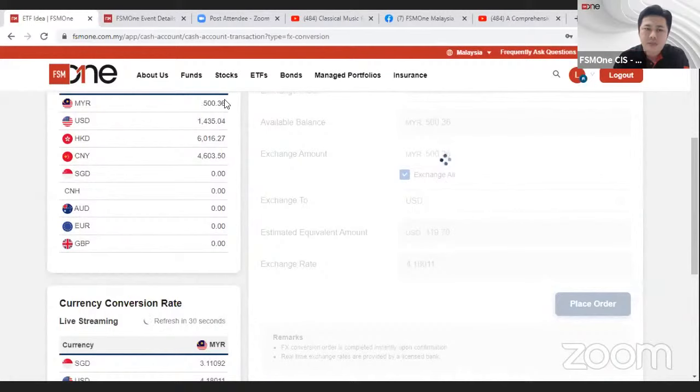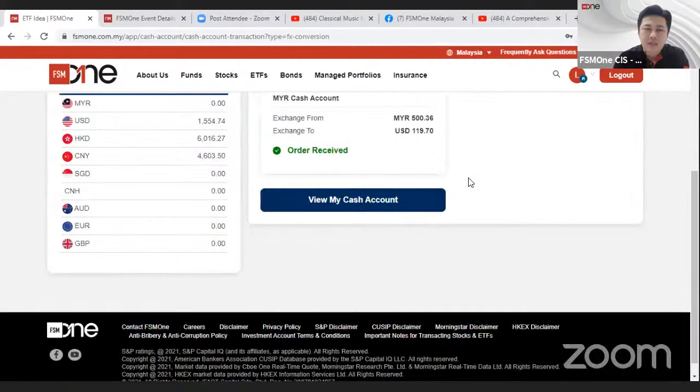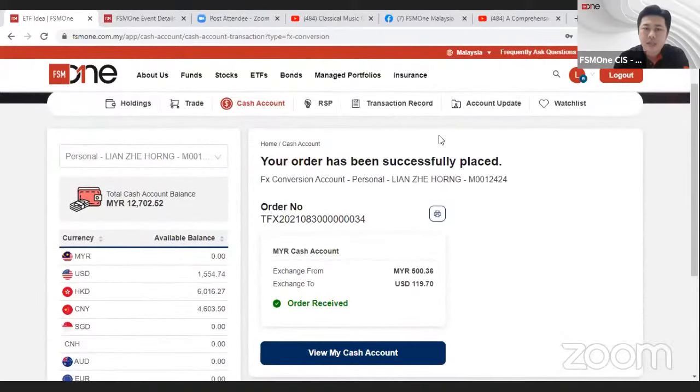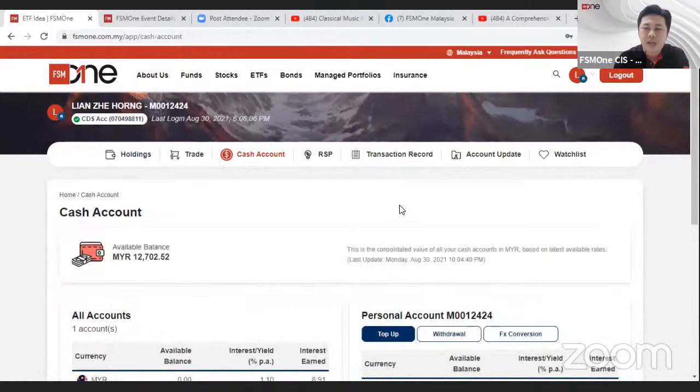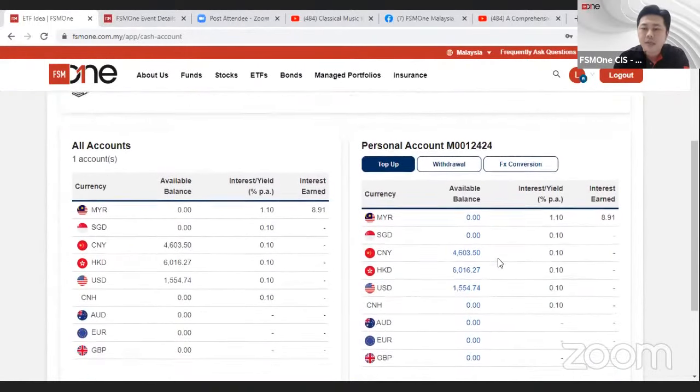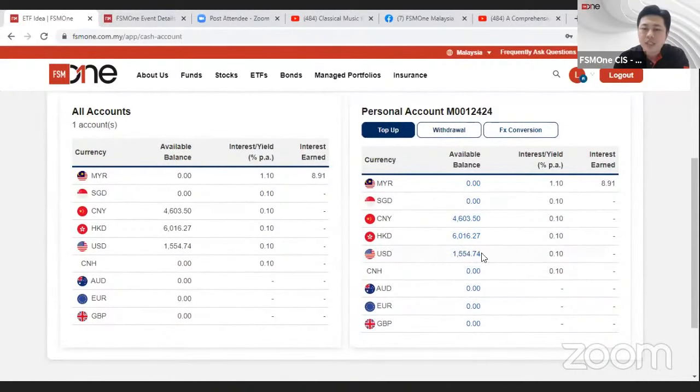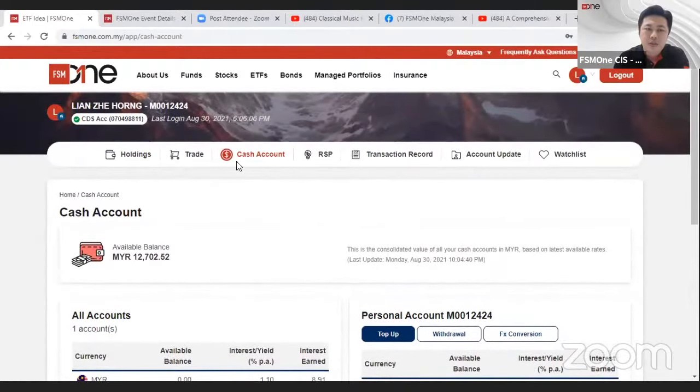Then you will see my MYR will become 0, and my USD increases accordingly. Exchange from 500 to 119.7. This is how simple it is to perform the FX exchange on our platform. Once you have sufficient USD, we can proceed to trade already.